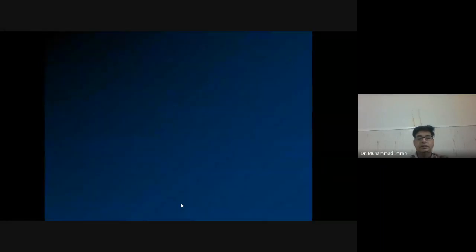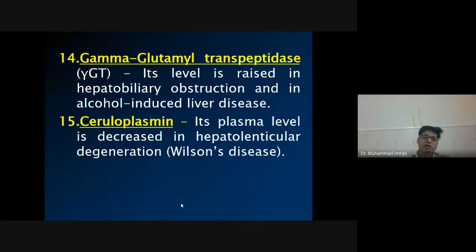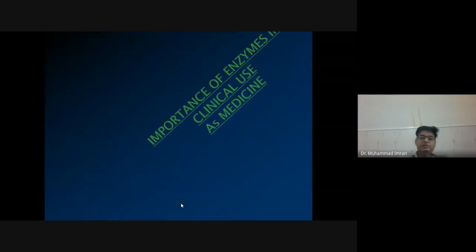Then gamma glutamyl transpeptidase, its level is increased in hepatobiliary obstruction and in alcohol-induced liver disease. Then ceruloplasmin, its plasma level is decreased in hepatolenticular degeneration, which is known as Wilson disease.